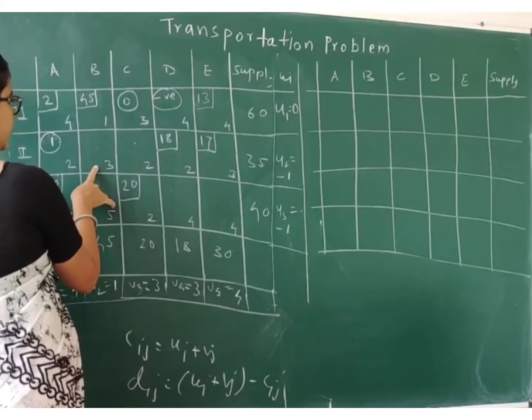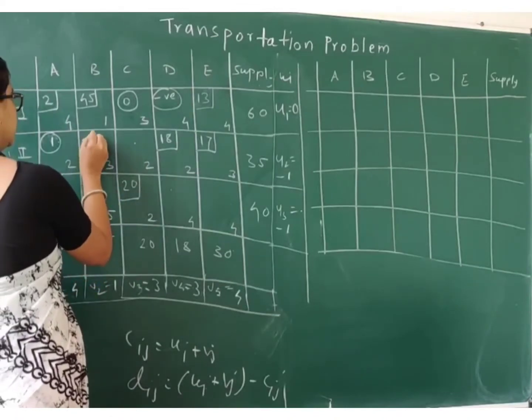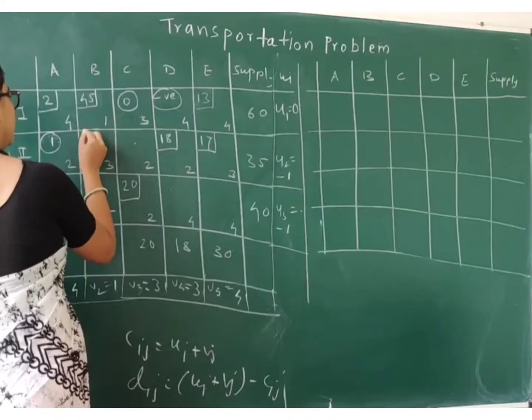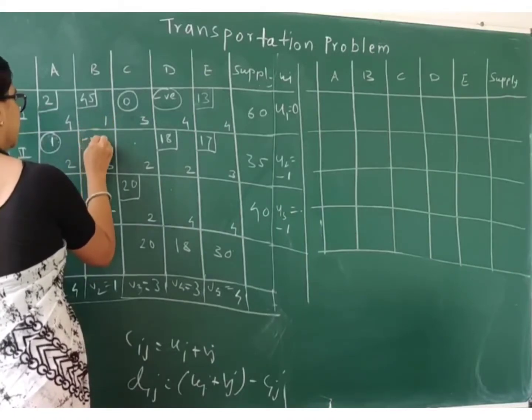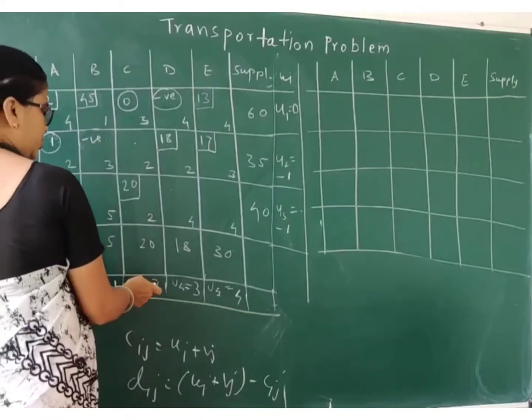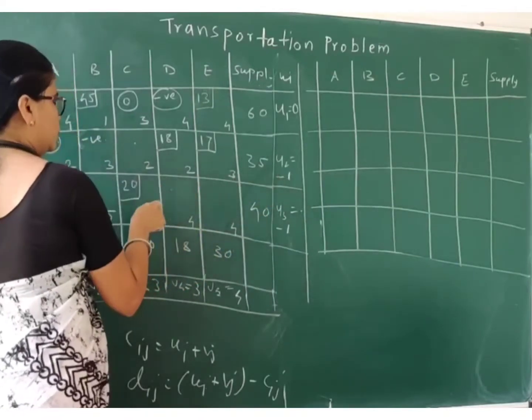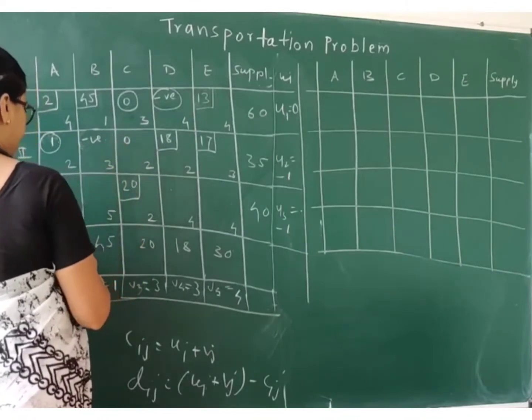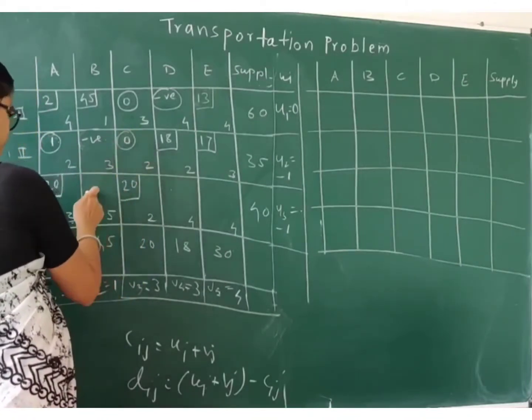0 minus 3. That means it is minus 3, a negative value. So we cannot write a negative value actually, so negative. Okay. Now next is 3 minus 1, we get 2. 2 minus 2, we get 0.